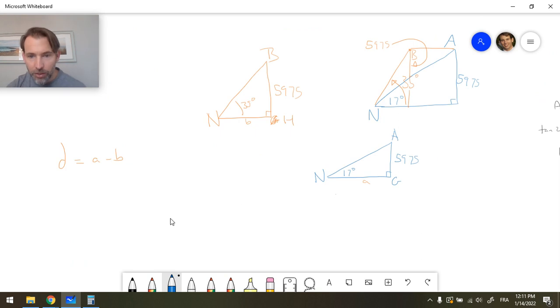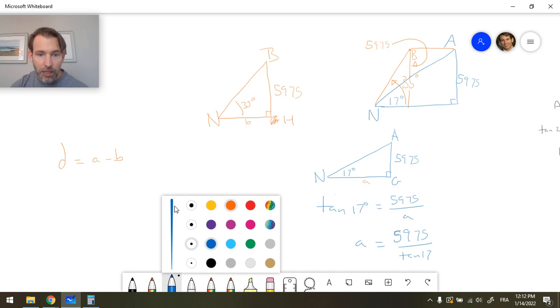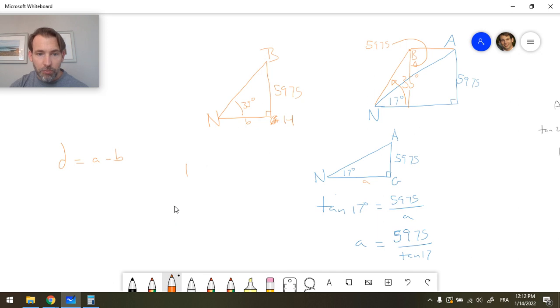So we write it down over here. This one is tan 17 degrees is equal to 5975 divided by A. And then some quick algebraic manipulation gives us A is equal to 5975 divided by tan 17. That's calculator punchable. Okay, and then let's find B over here. So B is equal to 5975 divided by tan 35.